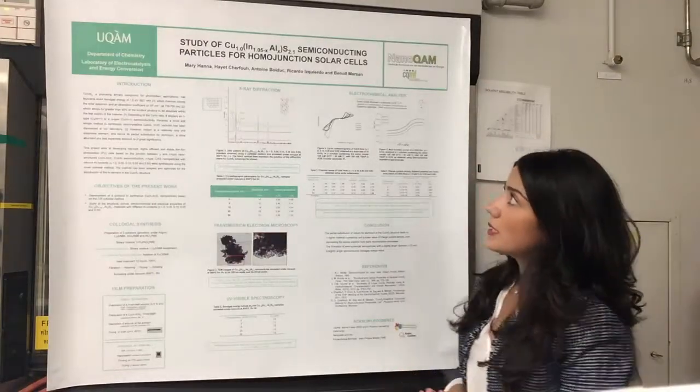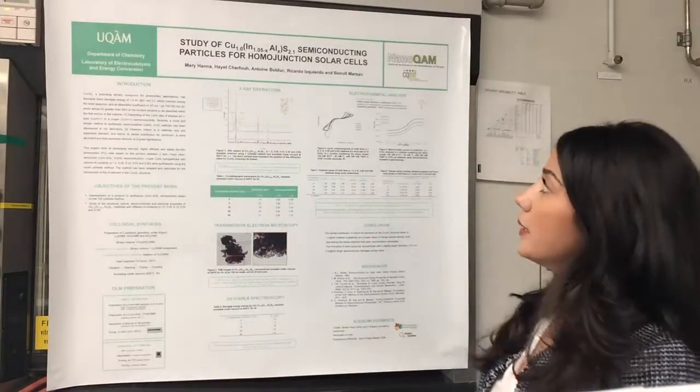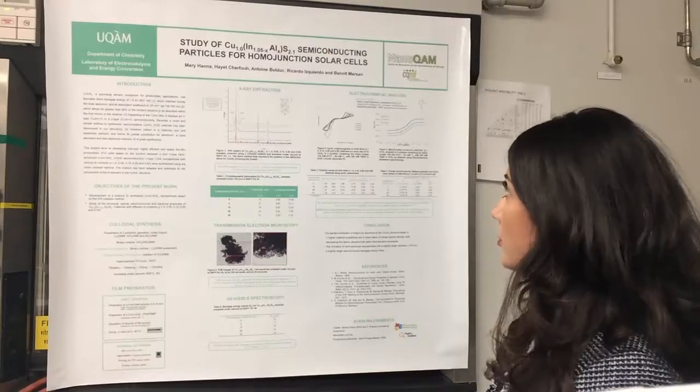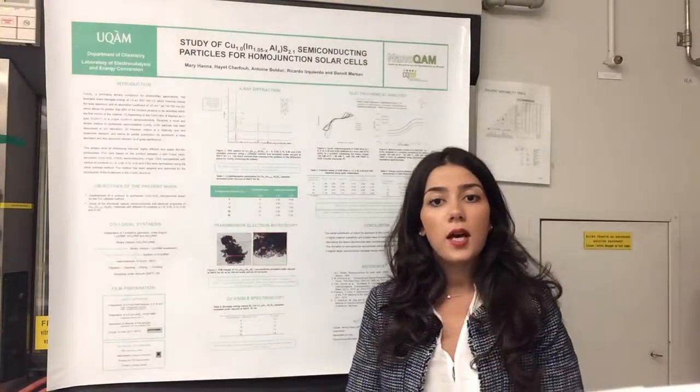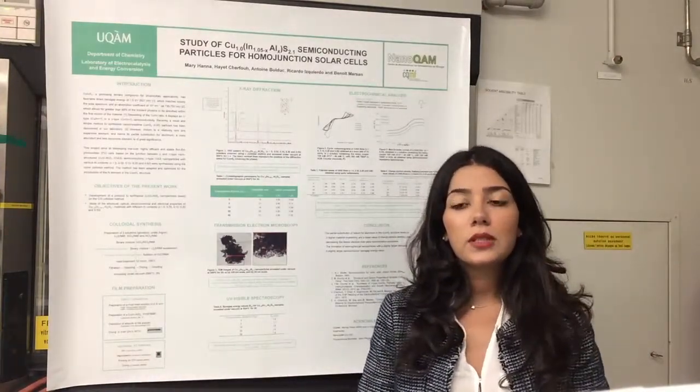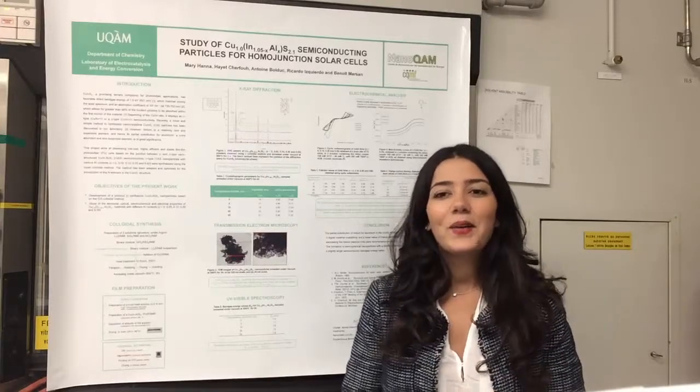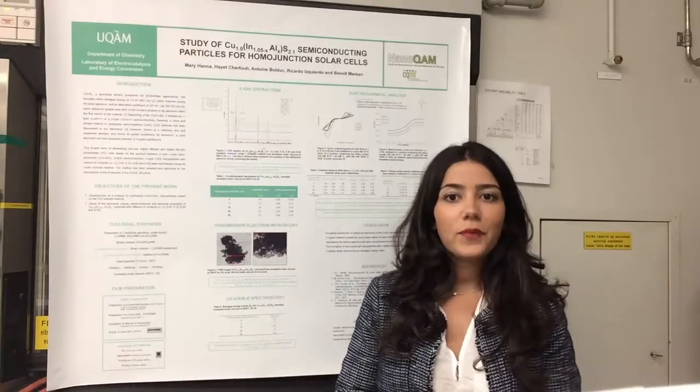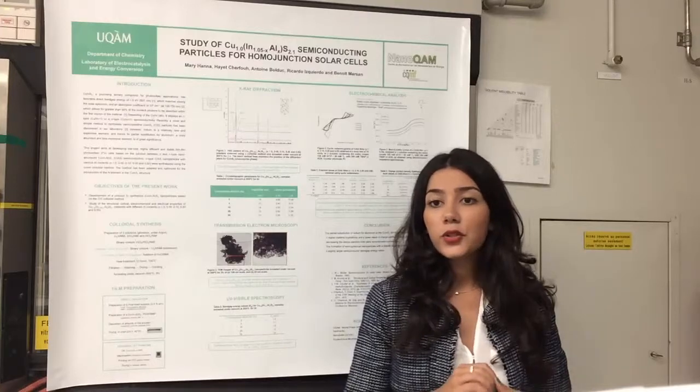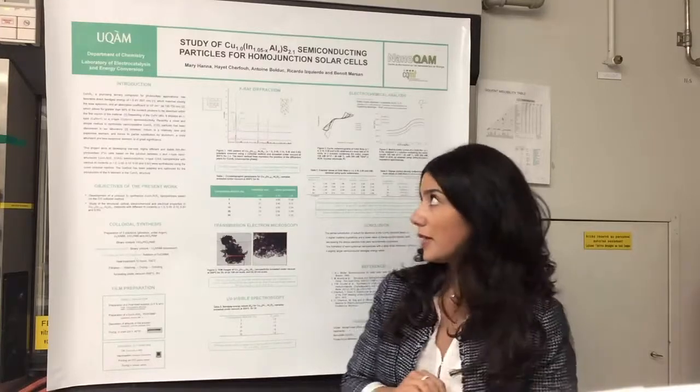So the project is the study of copper indium aluminium disulfide semiconducting particles for homojunction solar cells. In the first place, I'm going to present you the CIS, which is copper indium disulfide. The CIS is a promising ternary compound for photovoltaic application.